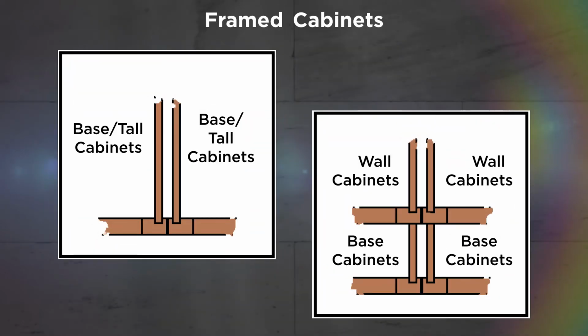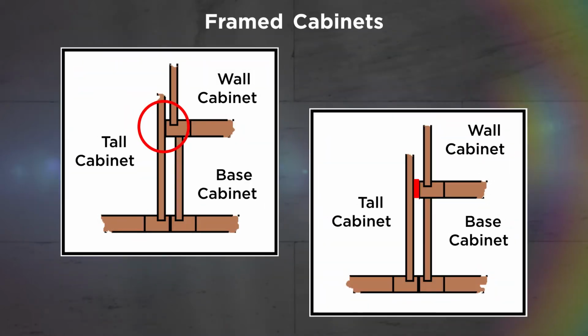When two framed cabinets are butted together, a gap of 1/2 inch may exist between the sides of the two cabinets. When placing the wall cabinet beside a tall cabinet, care must be taken to fill that 1/4 inch gap, or the wall cabinets won't line up with the base cabinets.